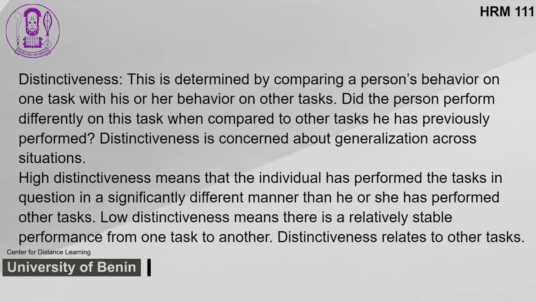Distinctiveness. This is determined by comparing a person's behavior on one task with his or her behavior on other tasks. Did the person perform differently on this task when compared to other tasks he has previously performed? Distinctiveness is concerned about generalization across situations. High distinctiveness means that the individual has performed the tasks in question in a significantly different manner than he or she has performed other tasks. Low distinctiveness means there is a relatively stable performance from one task to another. Distinctiveness relates to other tasks.